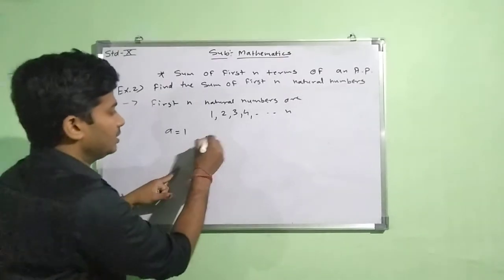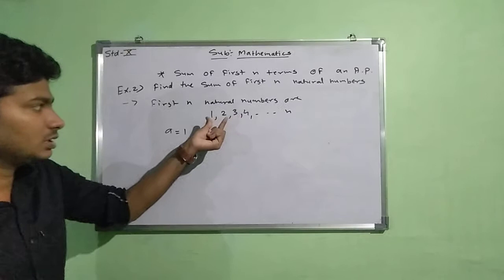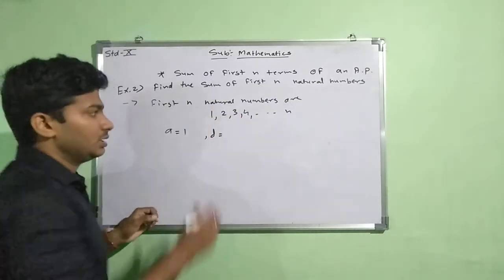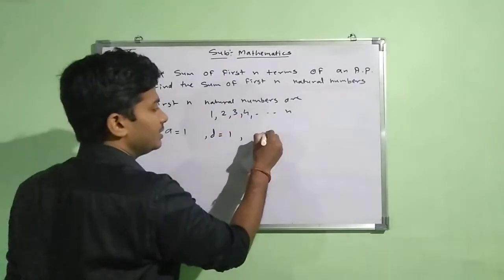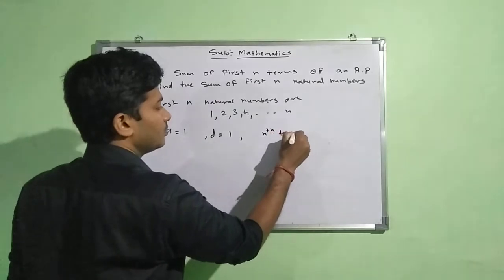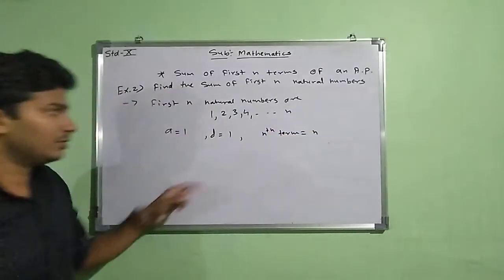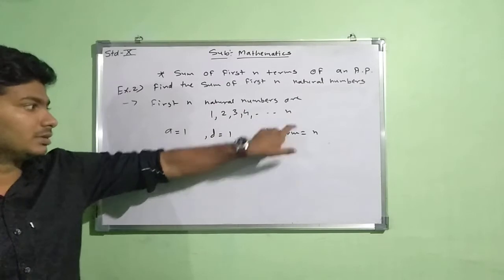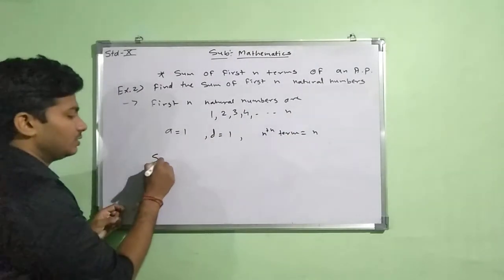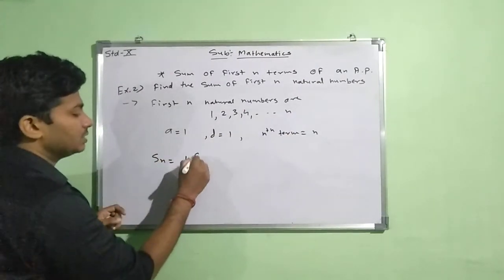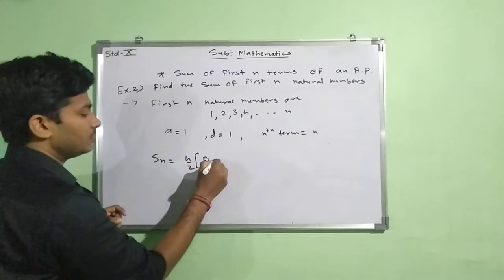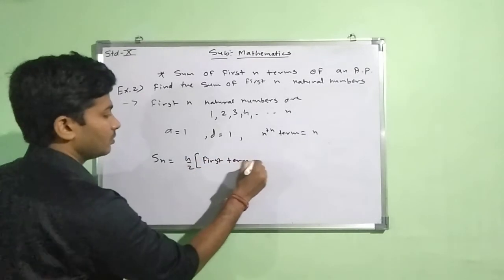And the value of d, that means the difference. We know the difference between all the natural numbers is the same, which is 1, and the nth term is n. Now we have to use our formula, which is Sn is equal to n by 2 inside the bracket, first term plus last term.